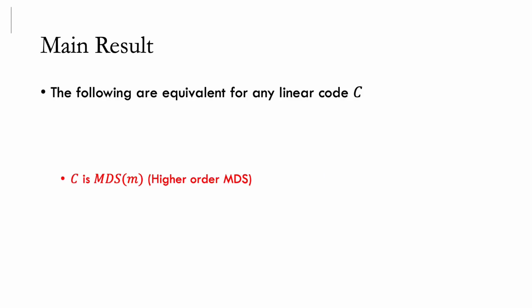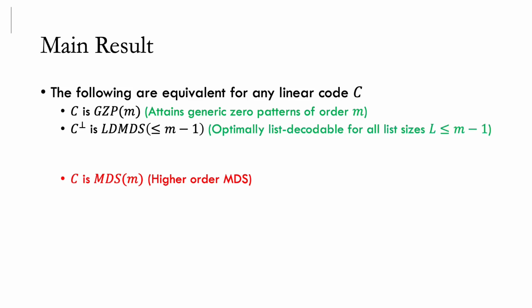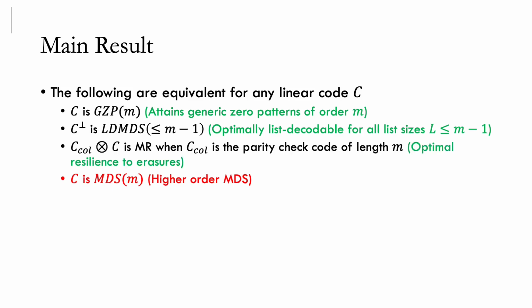In particular, our main result is that the following are equivalent for any linear code. One is that you're what is known as higher order MDS. Another is that you attain generic zero patterns of order M. Another is that your dual is LD-MDS at most m-1, that is, you're optimally list decodable for all lists of size at most m-1. Or, when you tensor with a parity check code, you're maximally recoverable. So, in particular, all of these different concepts are actually more or less the same thing.